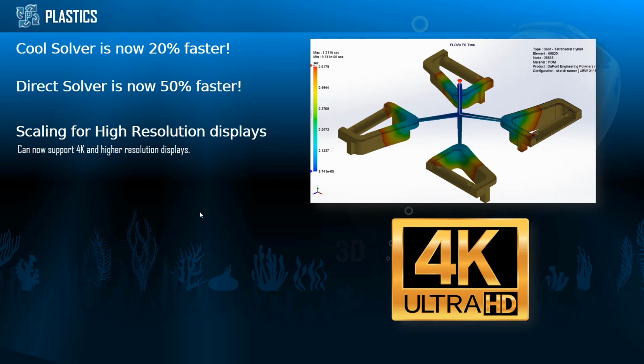Okay, apart from these updates, we do have a few more. So here we can see the cool solver is now 20% faster, and even the direct solver is 50% faster now, and the scaling for high resolution displays, so we can have 4K and higher resolution displays as a result output, which will help us to analyze and visualize the results in a better manner.